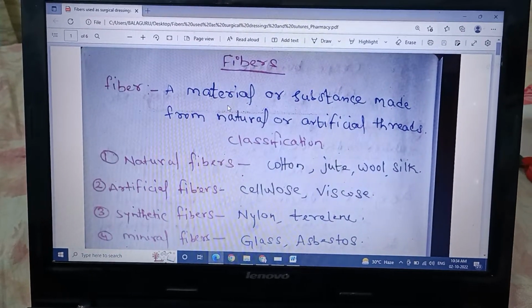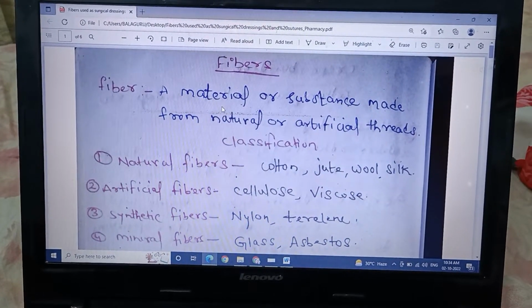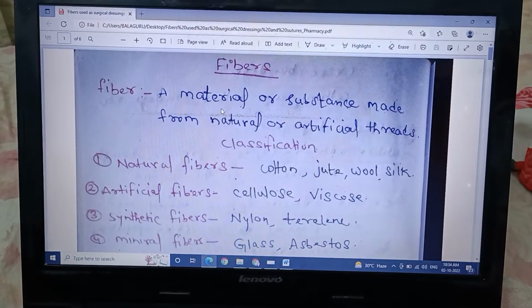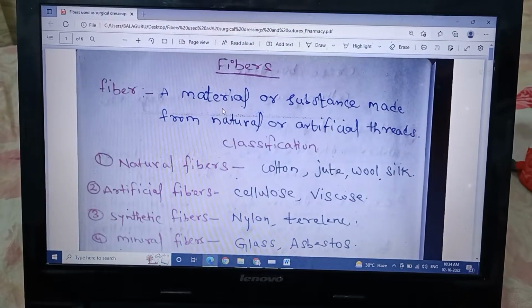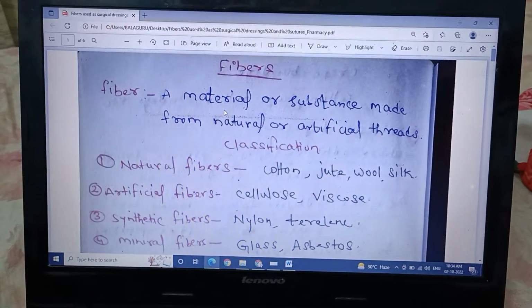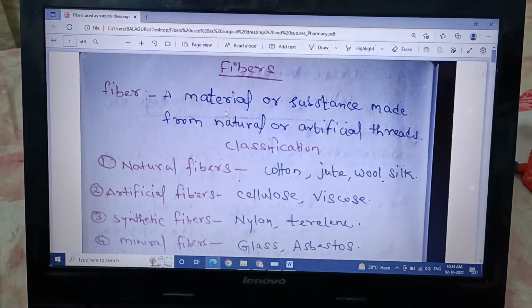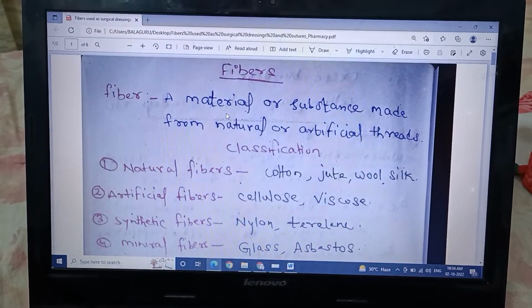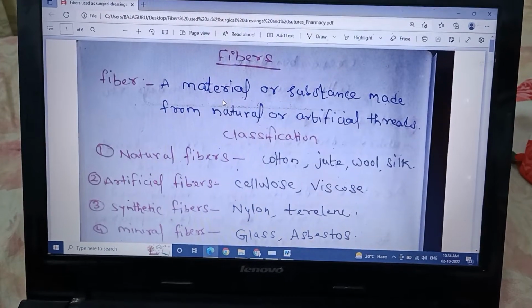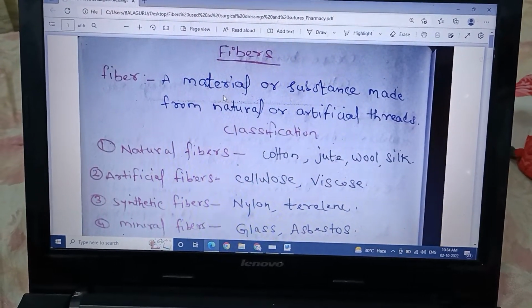A fiber is nothing but a material or substance made from natural or artificial threads. So what are the natural fibers, artificial fibers, synthetic fibers, and mineral fibers? We are going to learn this in this class.